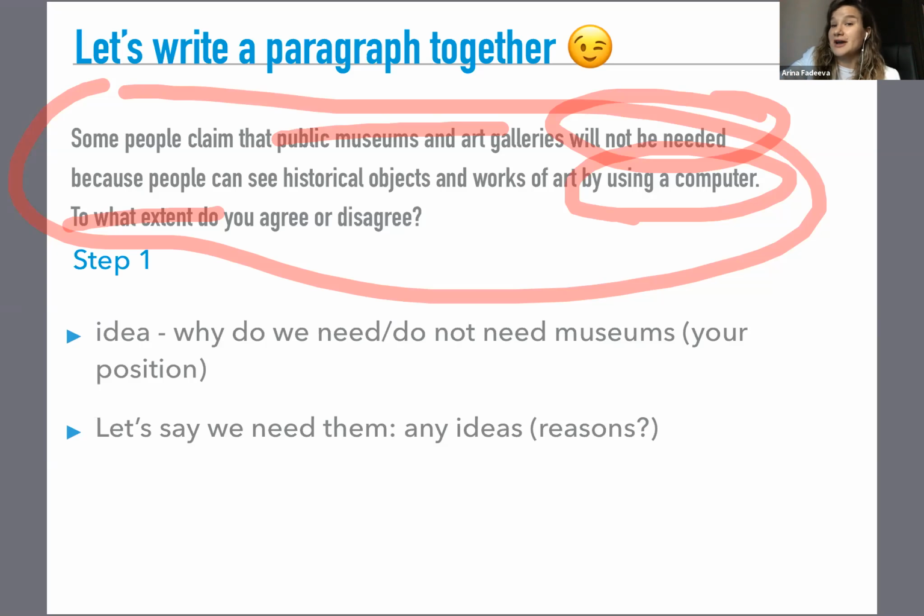So, guys, give me your position. Do you think we need museums or we don't need them? Could you please share it in your comments in the chat? All right. Do we need museums or no, we don't need them? So let's brainstorm. Yeah, just type your answers. We're working here. We're doing a paragraph. We are writing a paragraph together, and I'm here to help you out. Yeah, so just type your answers right away. Do we need museums or do we not need them?